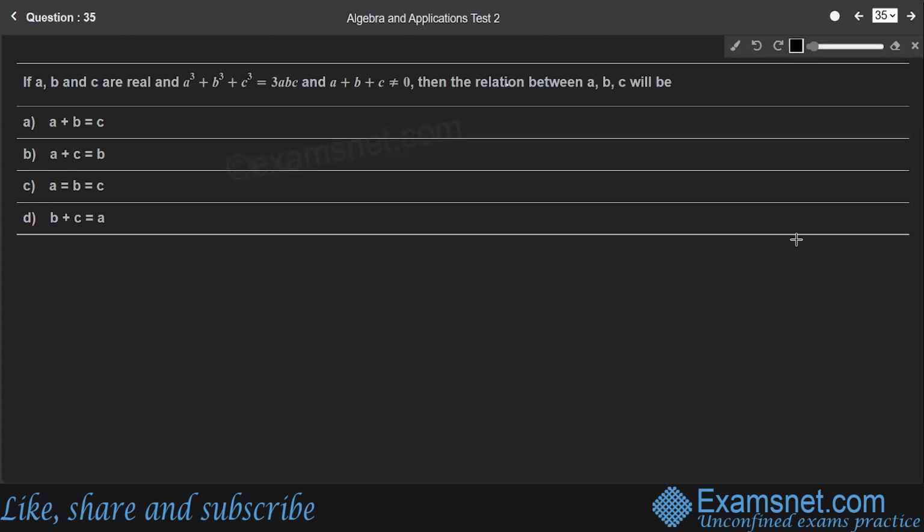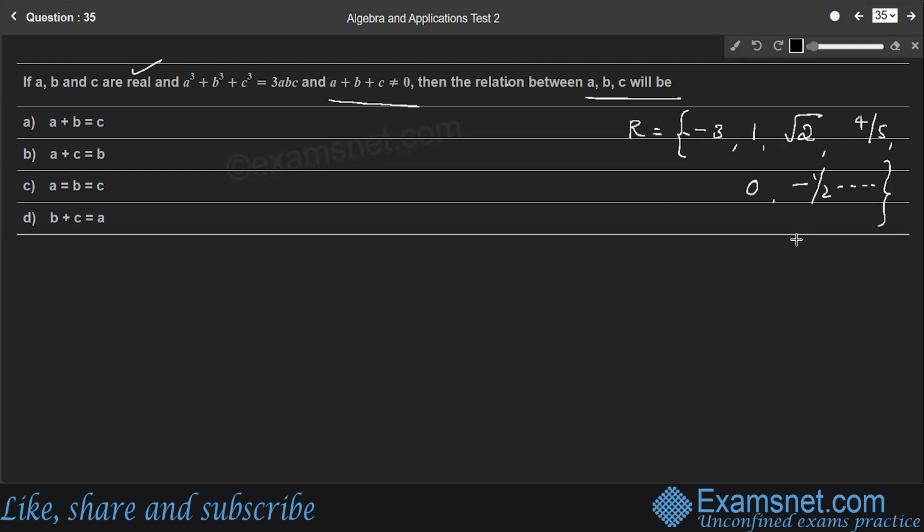Question 35. If a, b and c are real and a^3 + b^3 + c^3 = 3abc and a + b + c is not equal to 0, then the relation between a, b and c will be? Here, given that a, b and c are real numbers. Real numbers may be rational numbers, irrational numbers, negative integers, positive integers, or even 0, or a root of a number, or a cube root, or a fraction like 1/2, and so on.